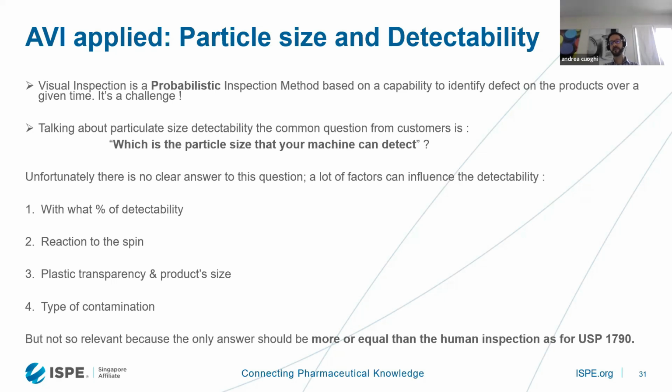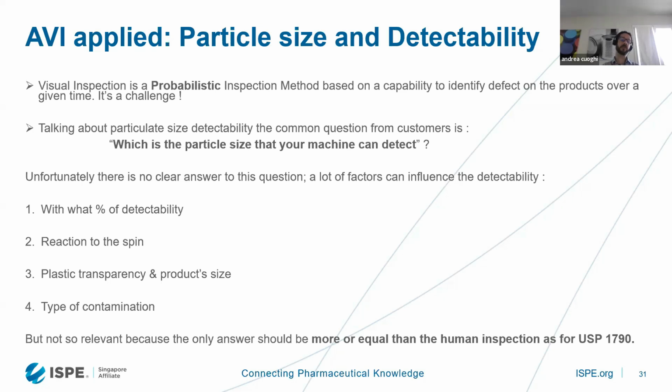It depends on the surface of the packaging, because if it's plastic, and it's not transparent, it could be much more complicated than if it's a glass vial, for example. So a lot of parameters affect the result of this inspection.